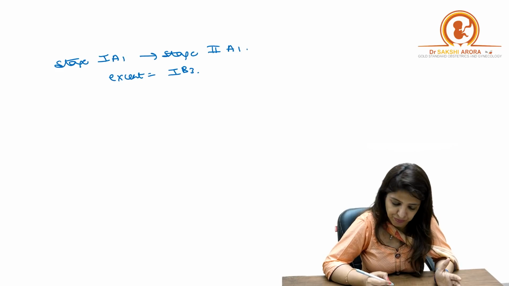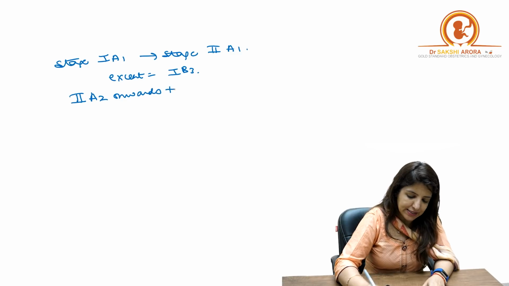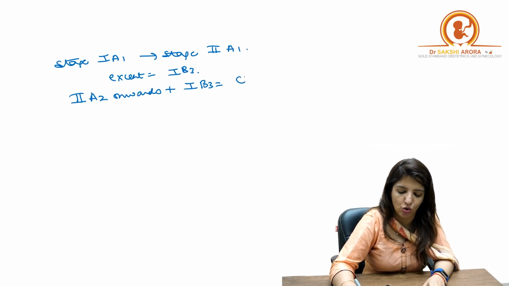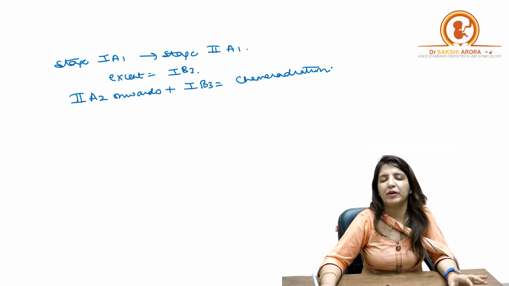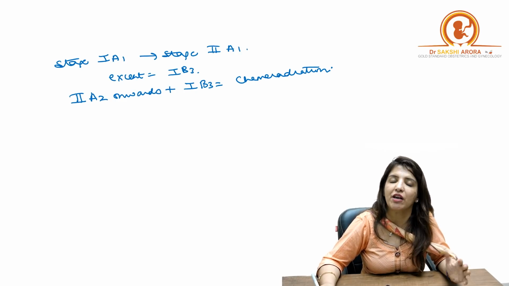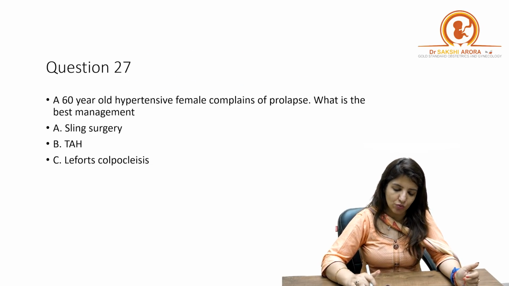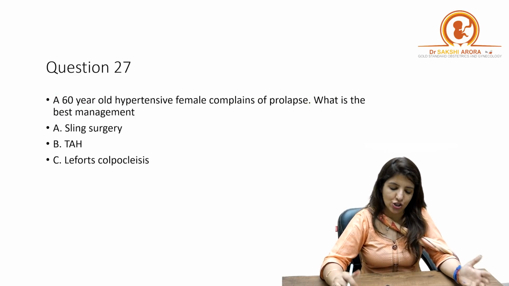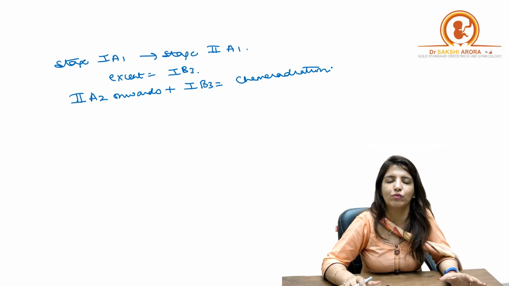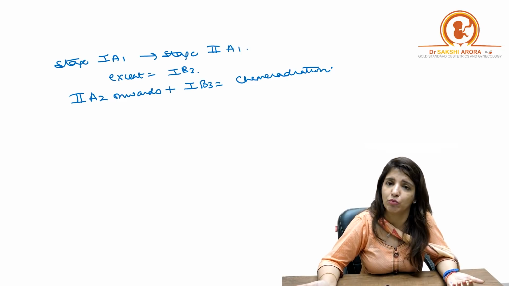And from stage 2A2 onwards, plus in 1B3, the treatment of choice is chemoradiation, that is concurrent chemotherapy and radiotherapy, and the therapeutic agent of choice is cisplatin. If cisplatin is not available, then 5-fluorouracil. Right? So over here your question was asking that the cancer is stage 3B. So I told you from stage 2A2 onwards, you always have to do chemoradiation. So in stage 3B, you have to do chemoradiation.